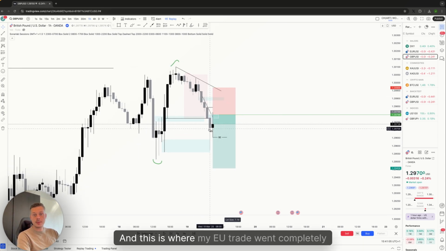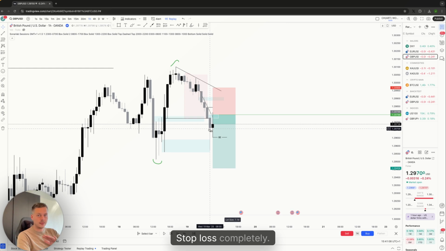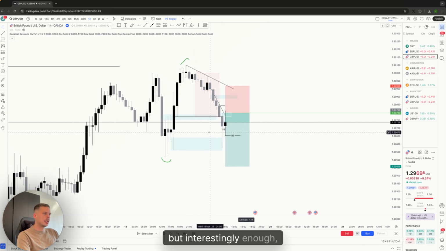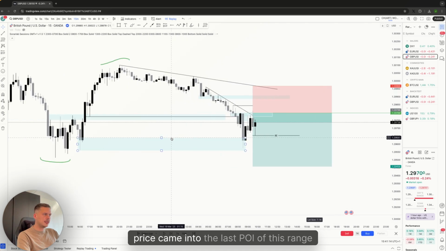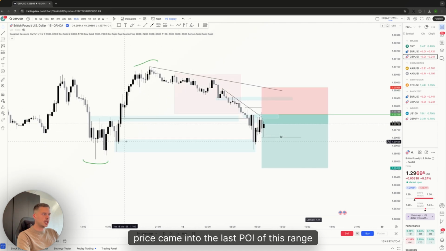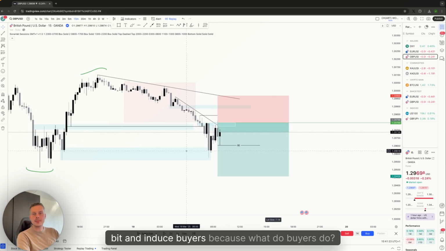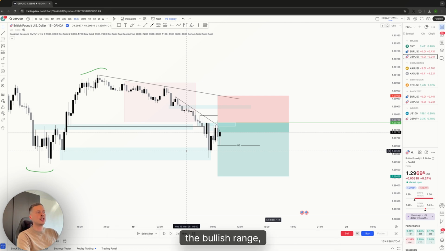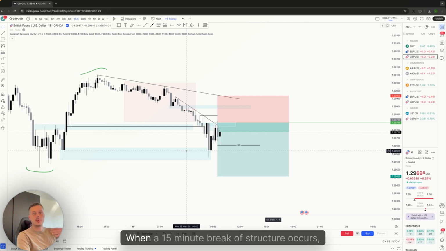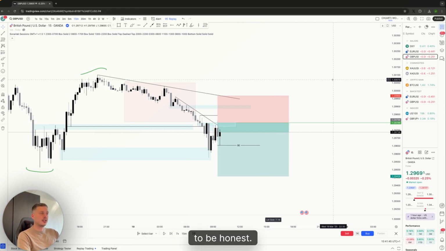It was melting, and this is where my EU trade went completely mayhem. Stop loss got hit completely. But interestingly enough, price came into the last POI of this range, and I was waiting for price to retrace a little bit and induce buyers, because what do buyers do? They wait for price to come into the last POI of the bullish range, wait for a 15-minute break of structure. When a 15-minute break of structure occurs, they get even more confirmations to go long, and this is where I want to take advantage of those buyers and counter trade them. And honestly, this kind of stuff works out pretty often.